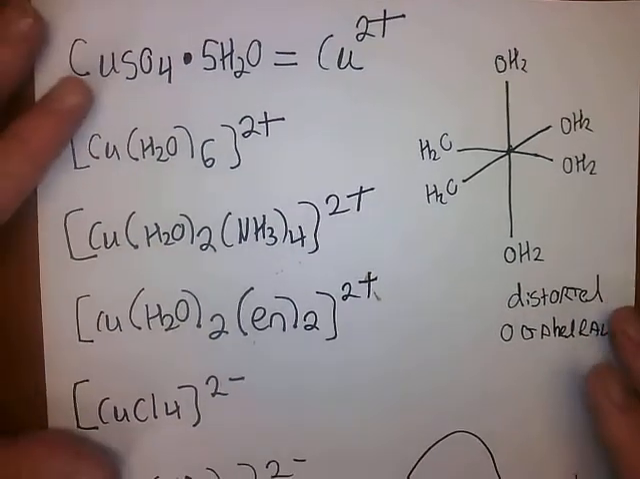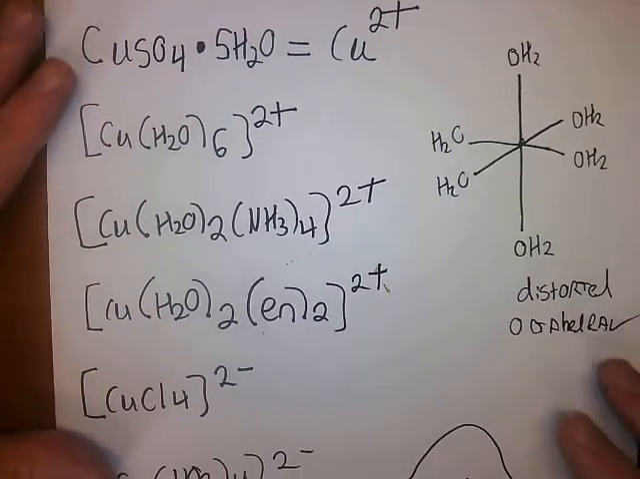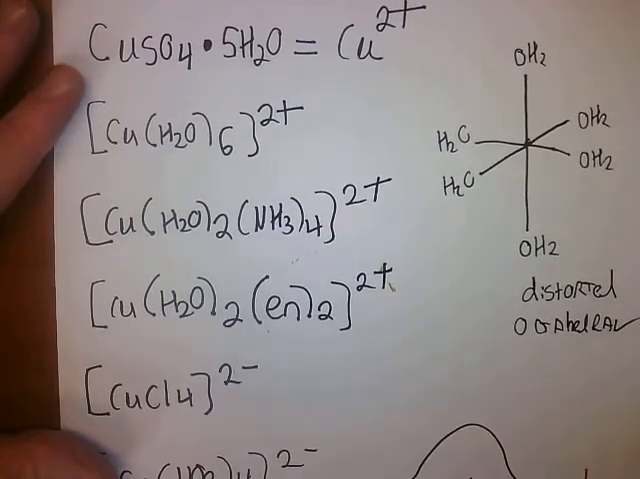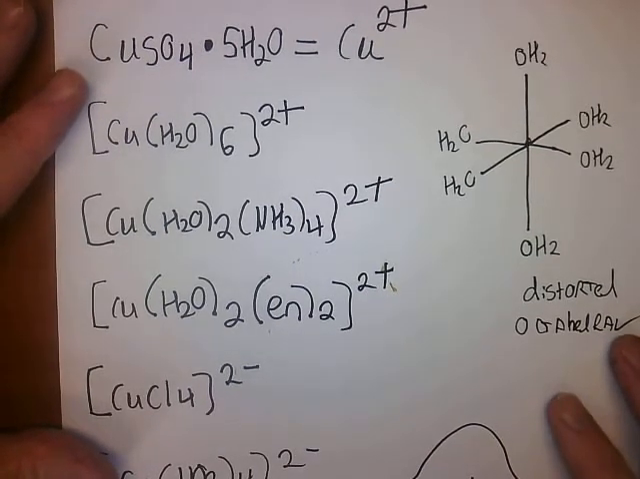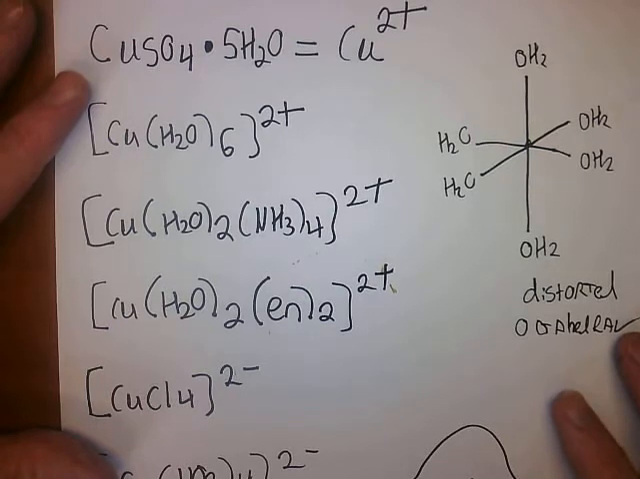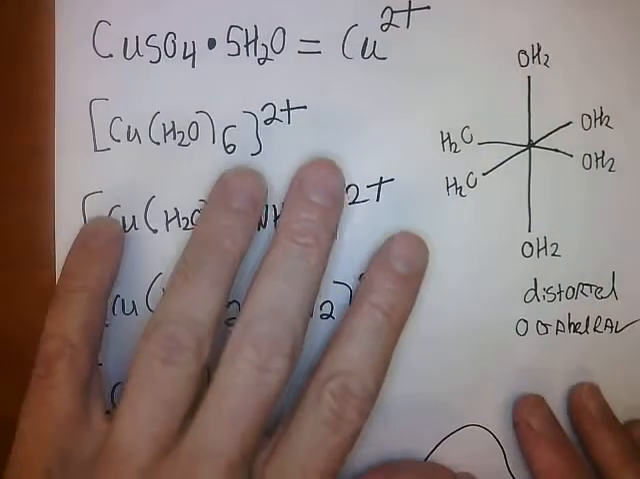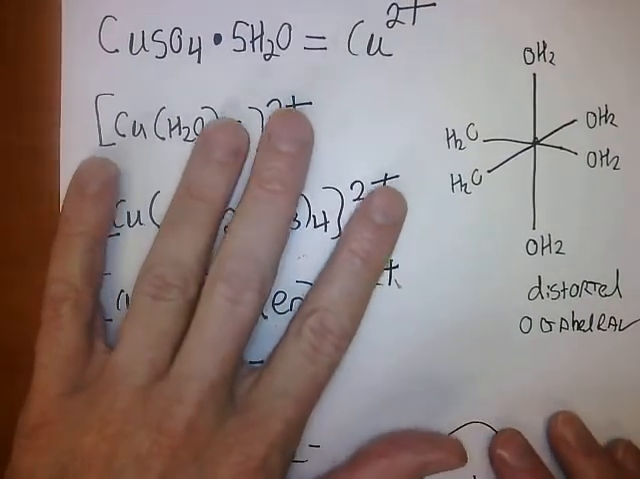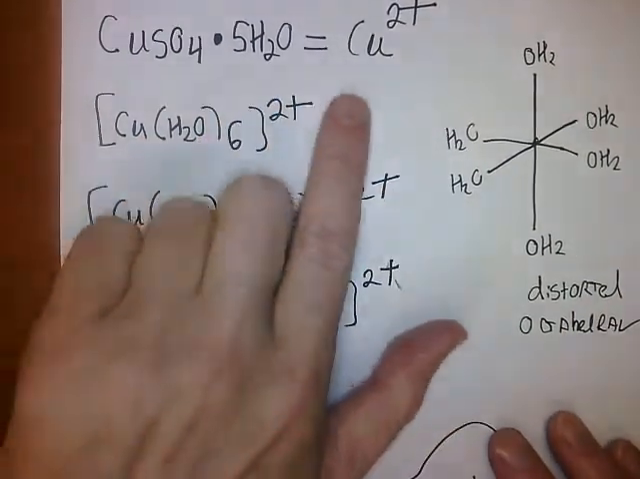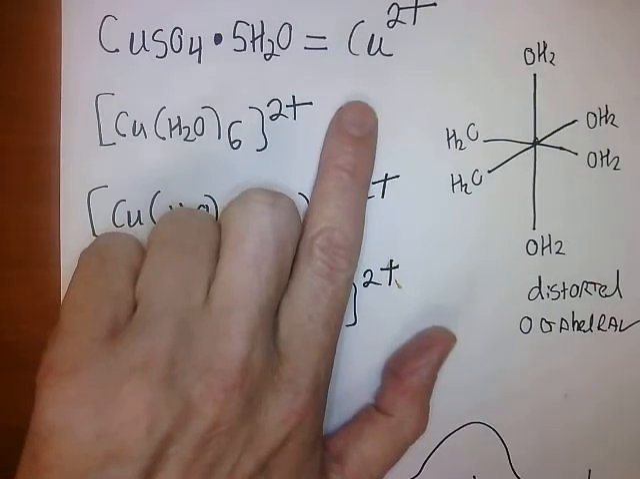Alright, so in this lab what we would do is take some various transition metals and add ligands to them, look at some of the color changes, and write the formulas for the complex ions that are produced, right? So we're going to go through these in no particular order. Let's start here with the copper.